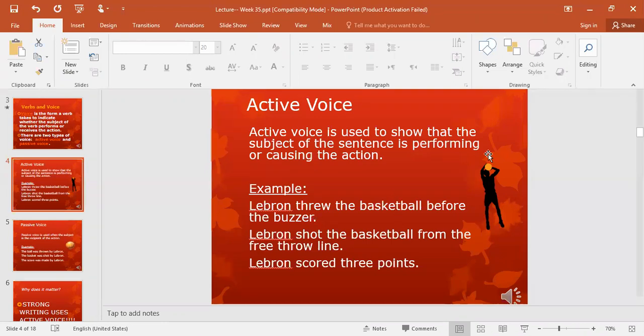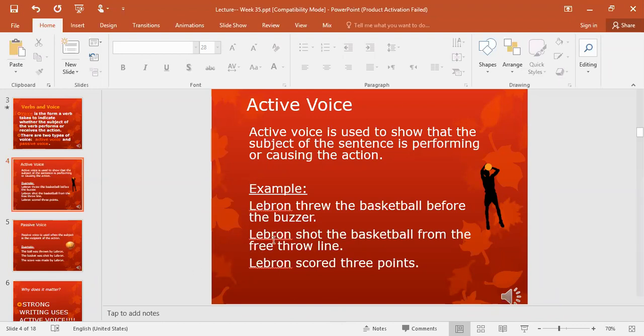LeBron threw the basketball before the buzzer. So here, who is the subject in the sentence? LeBron is the subject. Okay, so who did the action here? LeBron did the action, very good. So LeBron threw the basketball before the buzzer. So here the voice is an active voice because the one who did the action is the subject. So it's an active voice.